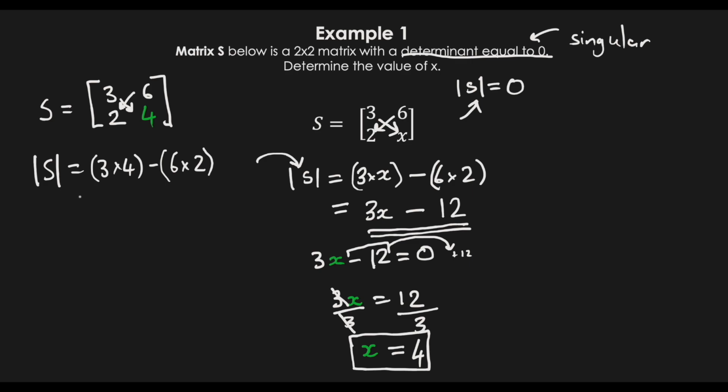So I can say here that 3 times 4 is 12 minus 6 times 2, which is also 12. What is 12 take away 12? 12 take away 12 is 0. Now remember from our previous video, once we get 0, this means that the matrix is singular because the determinant is equal to 0. So based on this, we can see that we are indeed correct with our answer here.